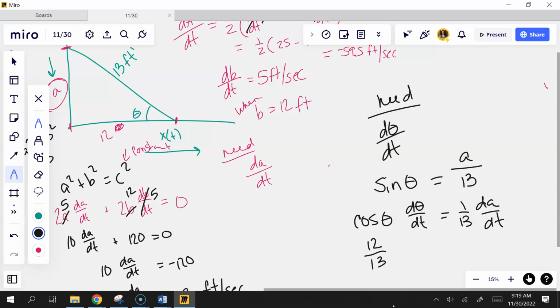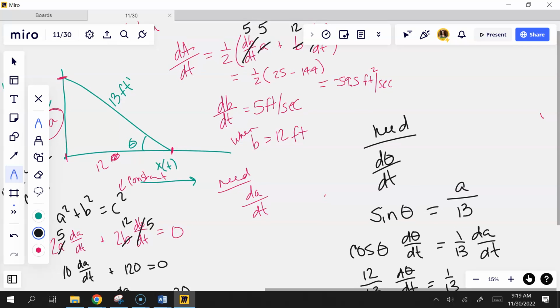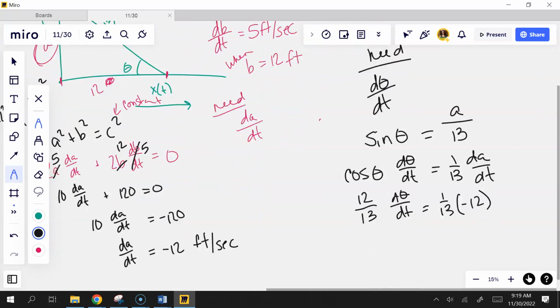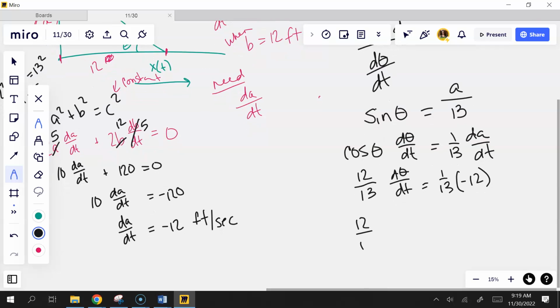I don't know why I'm doing all that like an idiot. Cosine theta is adjacent over hypotenuse. I don't have to know what theta is. Theta, it doesn't matter. 12 over 13, and what is dA dt? Negative 12. That was really dumb. Okay, 12 over 13, d theta dt, negative 12 over 13.